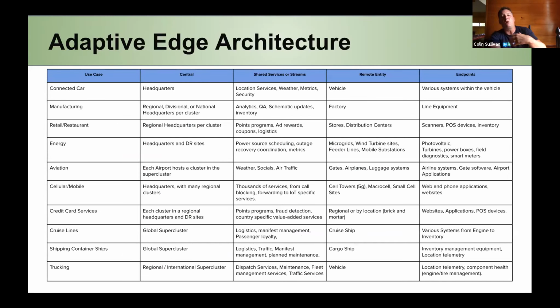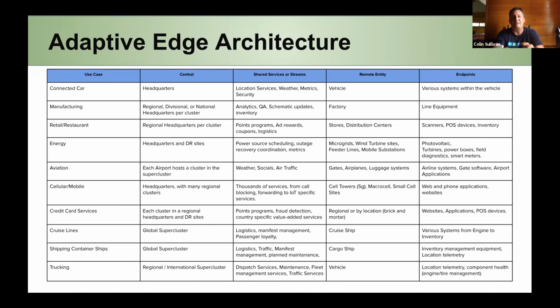This gives us what we call the intelligent adaptive edge architecture. So if you squint, all of this looks the same in terms of a NATS deployment, where you might have a central region. So let's take connected car. You've got a central, which is headquarters. You've got a number of shared services or streams, which could be location services, weather, metrics, security, and then a remote entity, which would be a vehicle, and endpoints are various systems on the vehicle. If you go to manufacturing, Industry 4.0, you've got headquarters, and then factories would be your remotes. You might even have another layer of servers close to line machinery.